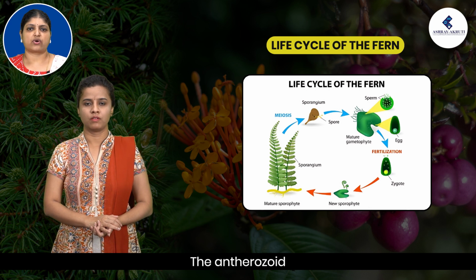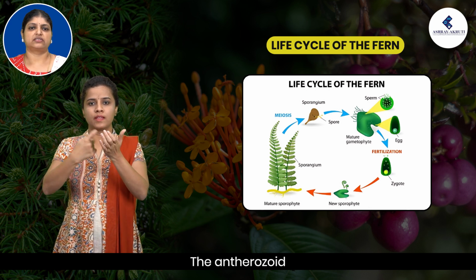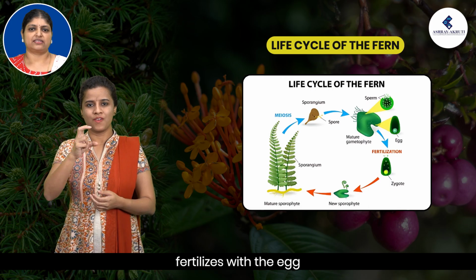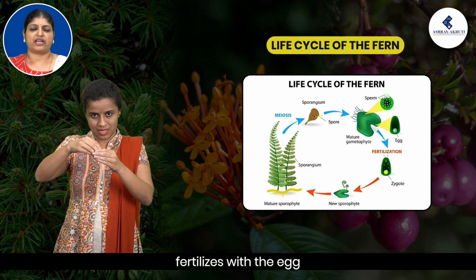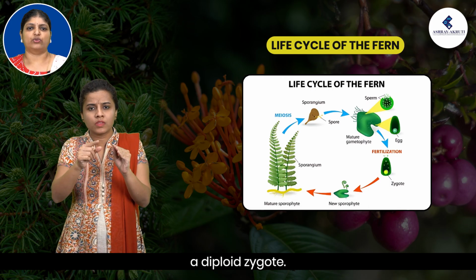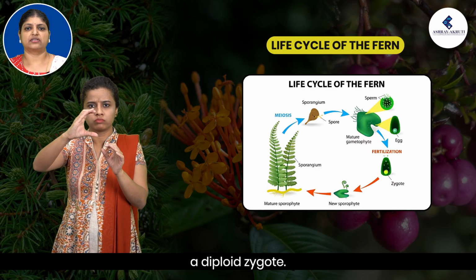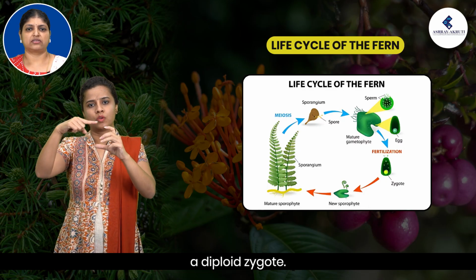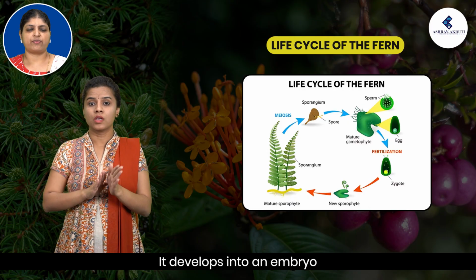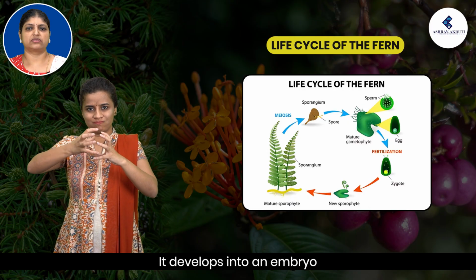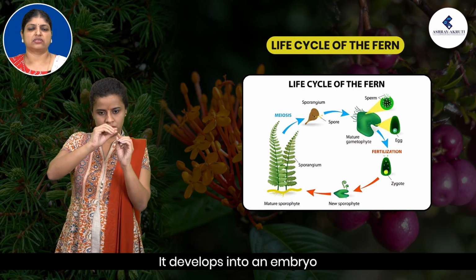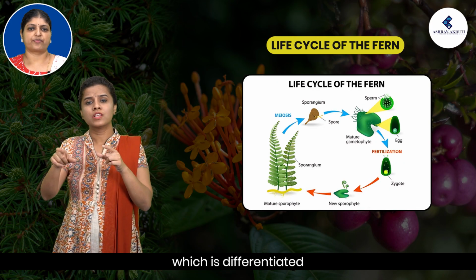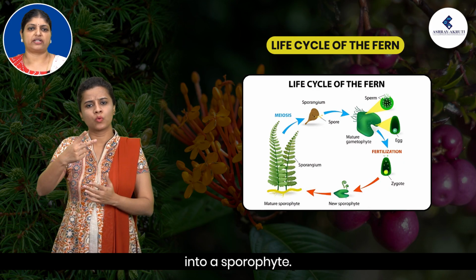The antherozoid fertilizes with the egg and forms a diploid zygote. It develops into an embryo which is differentiated into sporophyte.